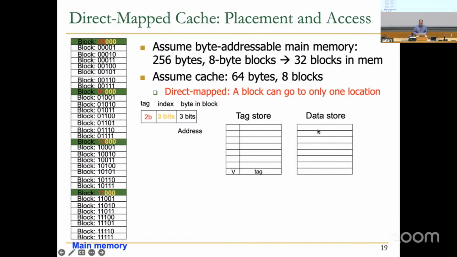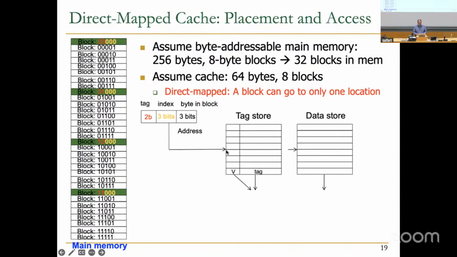Then we need to index both the tag store and the data store, and we have 8 elements. So essentially, we need 3 bits to point to that. Log base 2 of 8 is 3. And the rest should be tag. Since we had 8 bits, 8 minus 6 is going to be 2. So we are using 2 bits for the tag array here, for each address.